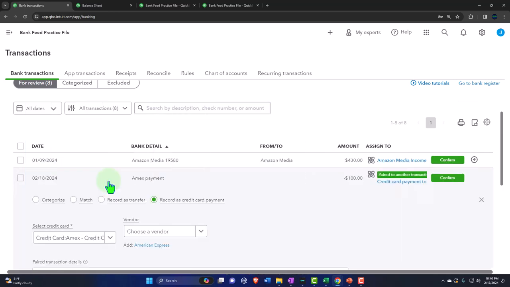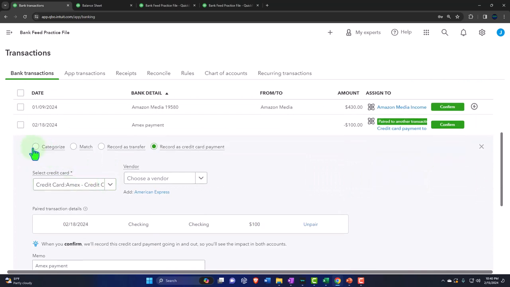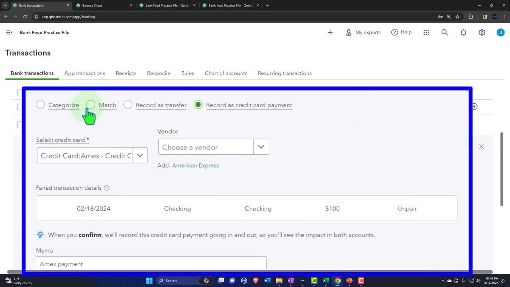And if I select the dropdown, you can see that it defaulted not to the category, which would typically default to an expense type form, and not to match, because we haven't recorded a transaction on either side. You might think it was matched. It is matched to some degree, but it's not matched to a transaction that has yet been recorded. It's matched to a bank fee transaction, which has not yet been recorded. Neither side of the transaction is part of the financial statements yet. When we use the match, that means that one of the transactions has already been recorded to the books.